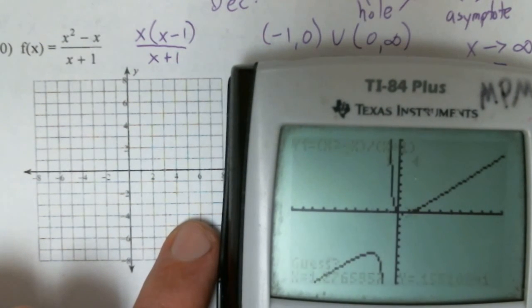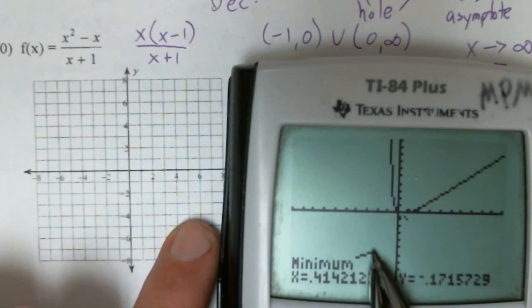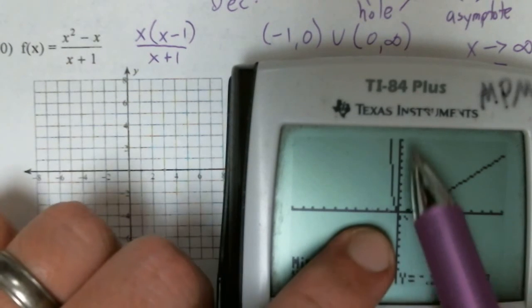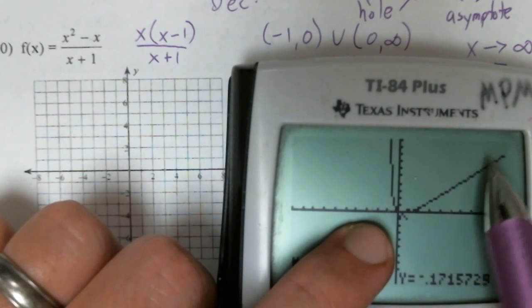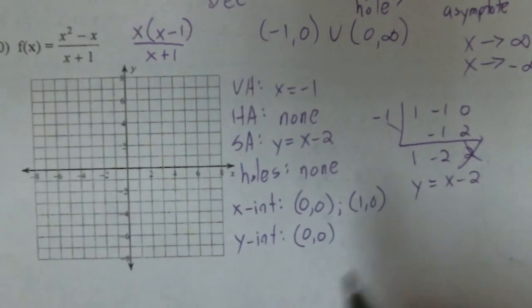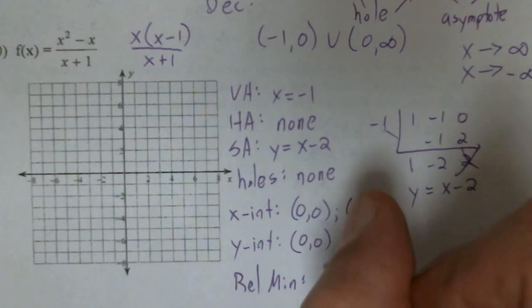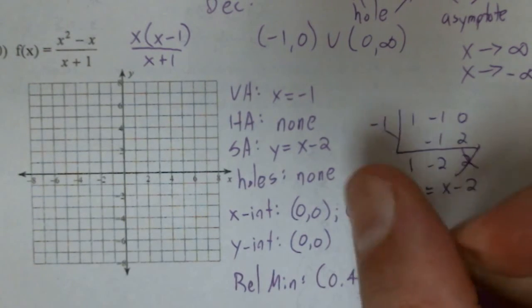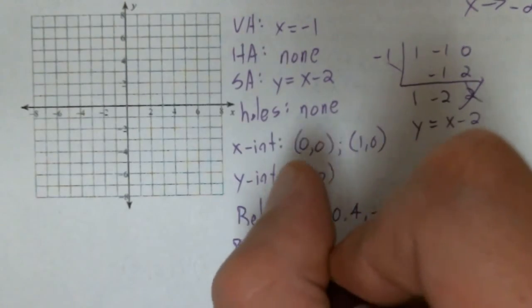Go to the left, enter, go to the right, press enter. Now I did see a few students that got these confused. They were thinking that this was a maximum because it's higher than that one. This is still a minimum. The graph is coming down and making some minimum low point and then going back up. So this is a relative minimum. The coordinates are 0.4, negative 0.2. So relative min, and you can just round to 1 decimal place. And let's find the relative max.